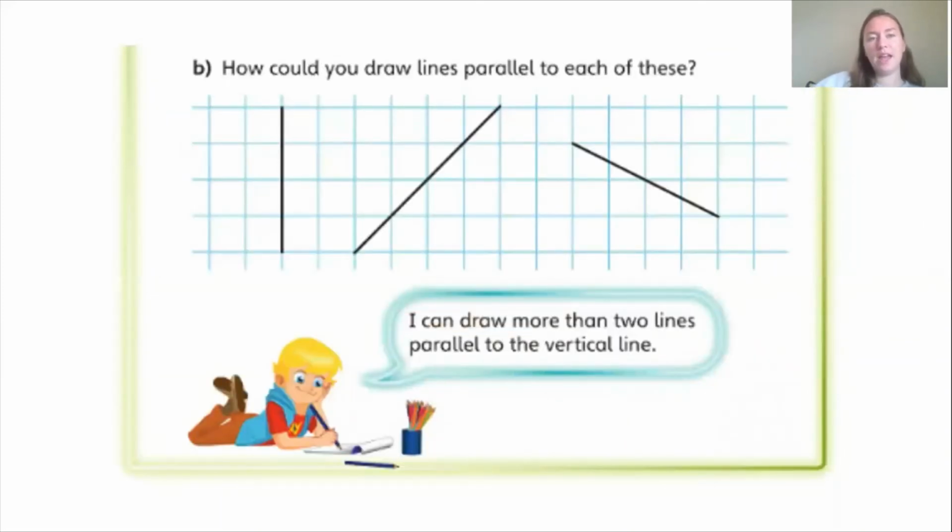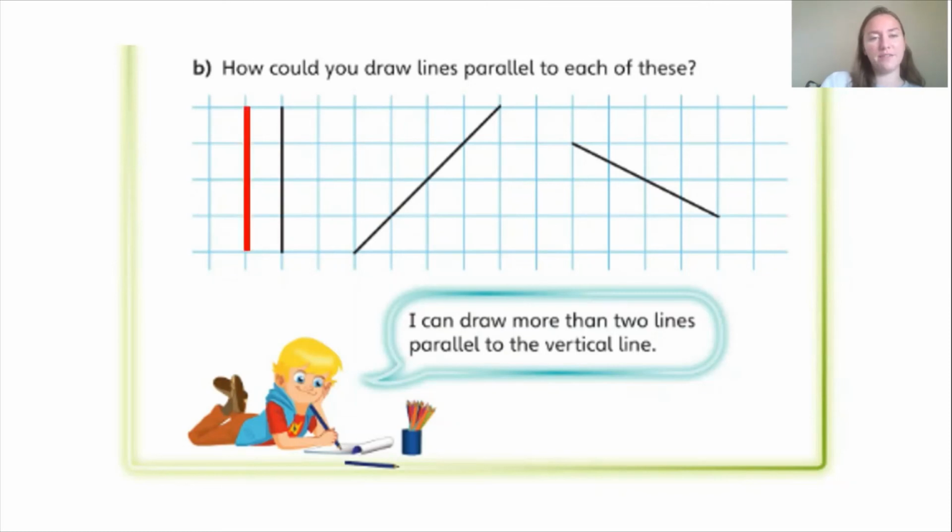Part B, how could you draw lines parallel to each of these? Now the squared paper is there to help you. As well as just drawing the lines, it's asking you how. So you need to explain how you did it. Pause the video and have a go at that now. If you've got squared paper at home, that can help you. And then come back to the video when you'd like to go through the answers with me.